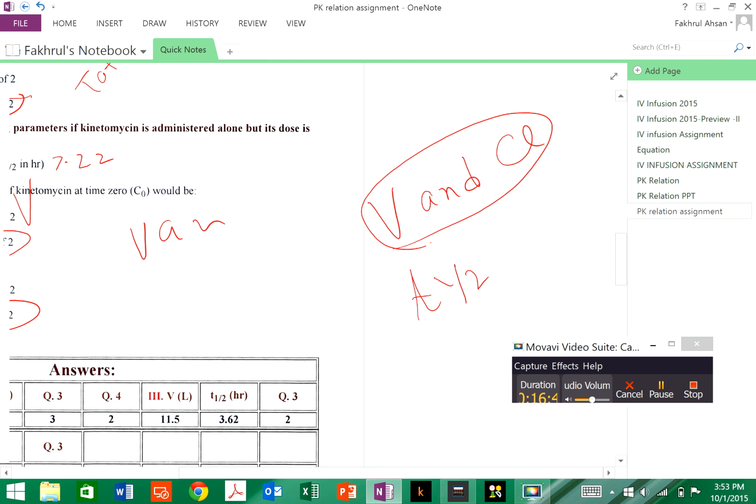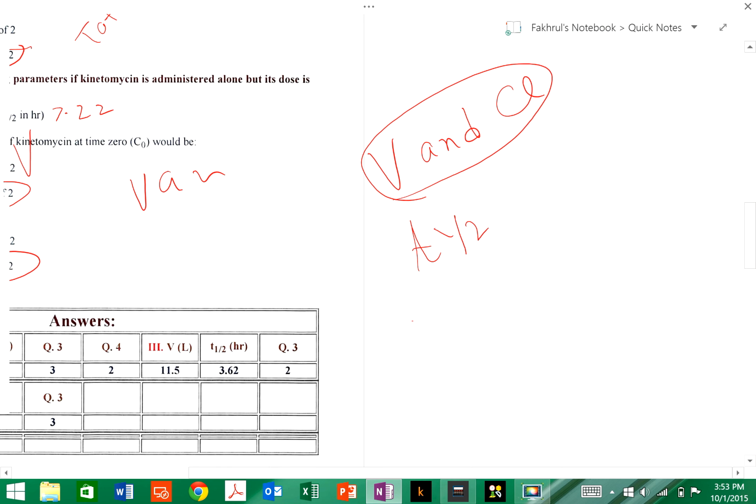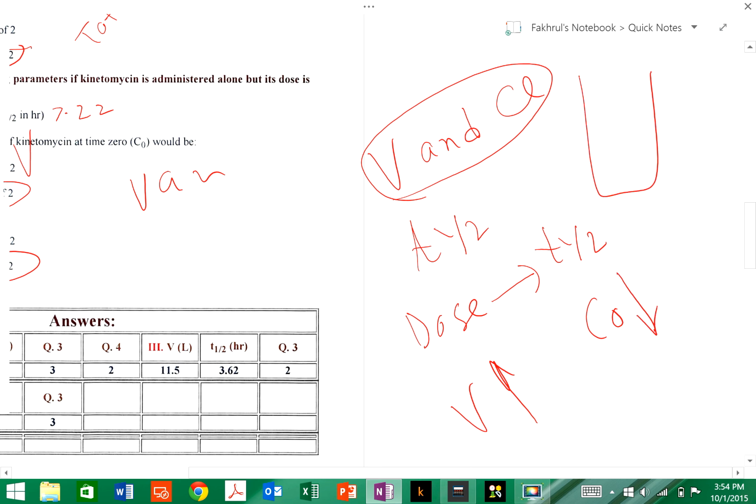Another thing you have to remember: dose does not affect T half, no change on T half. And increasing volume of distribution, C0 decreases. And it makes sense. Always you have to think about this: volume increases, concentration decreases.